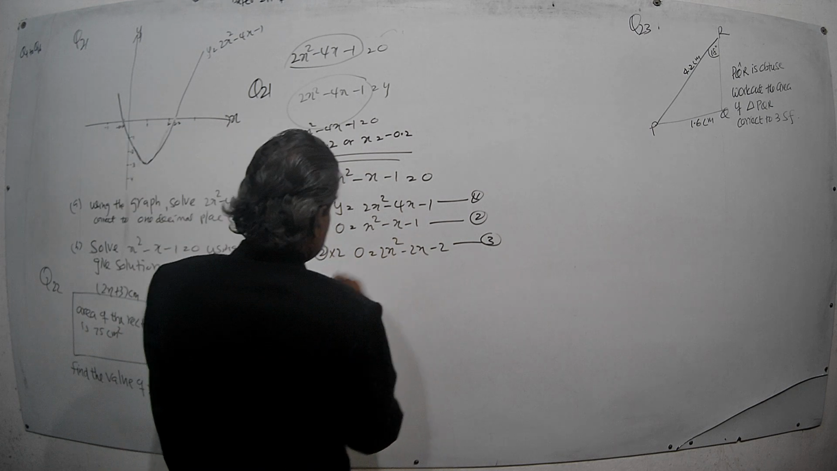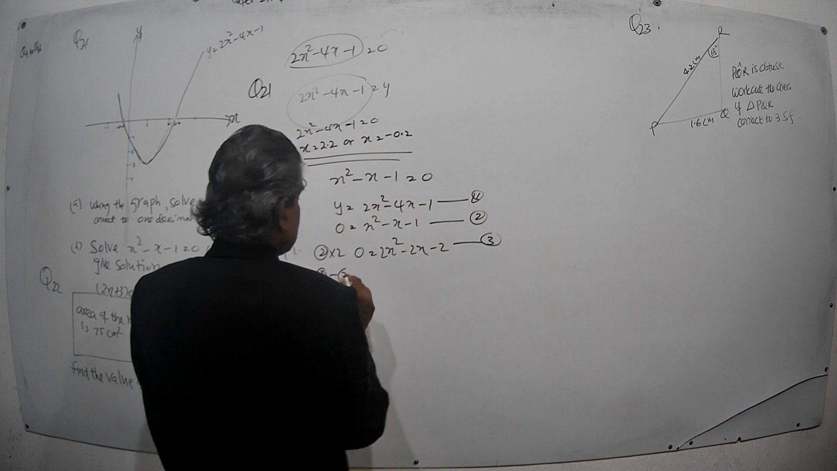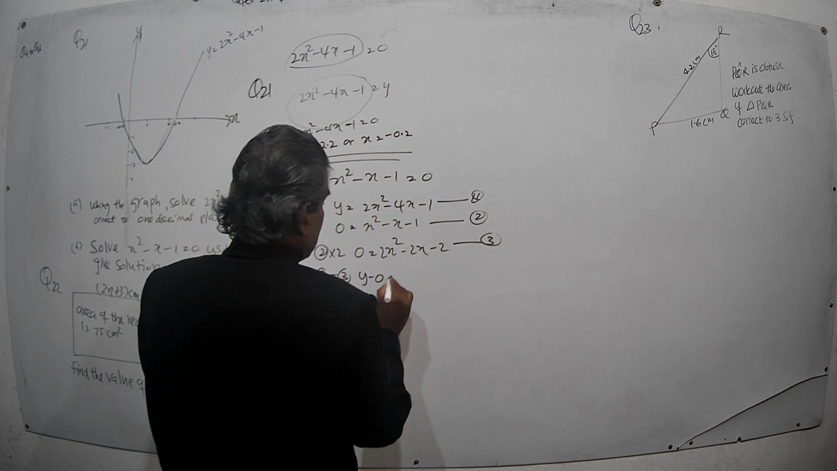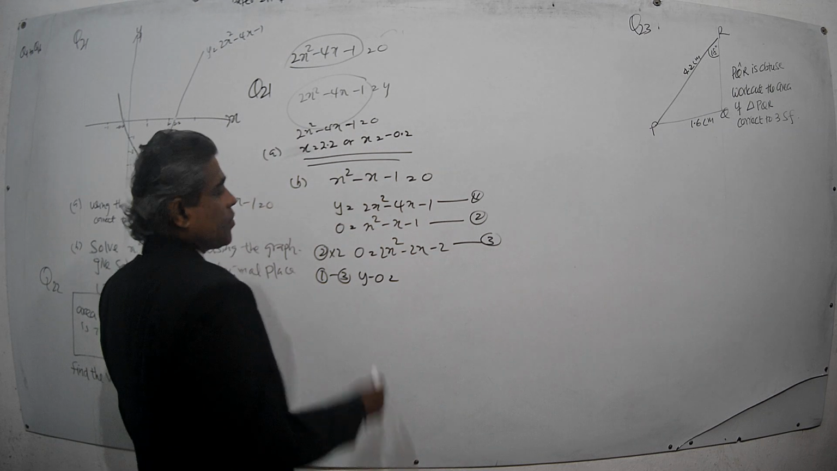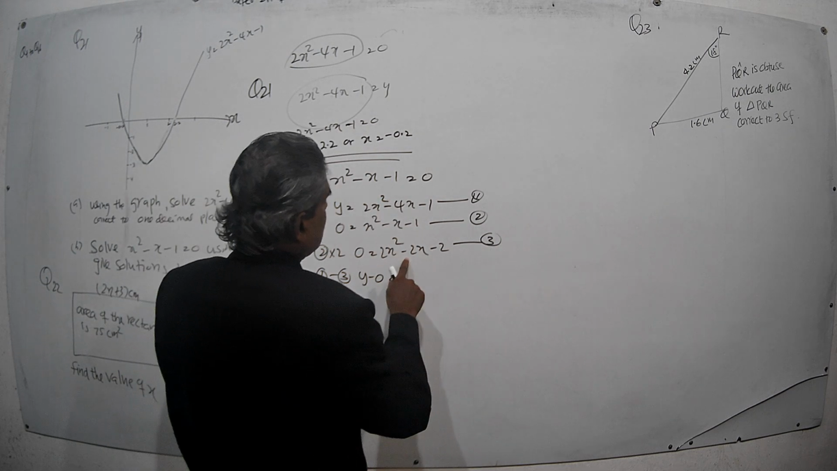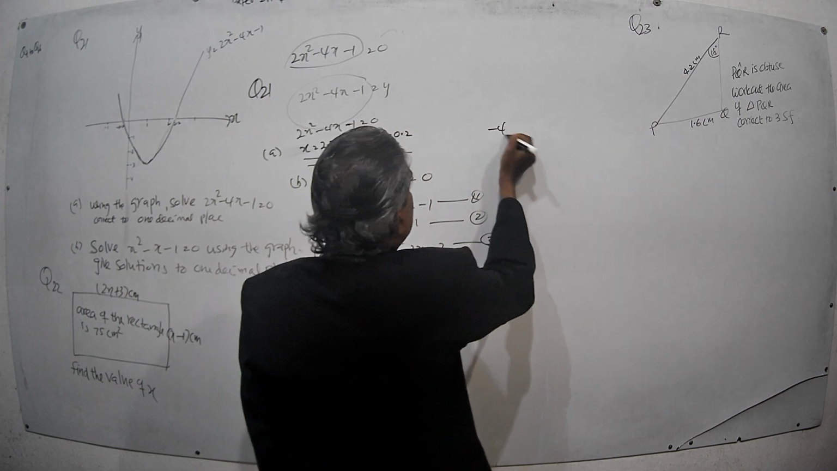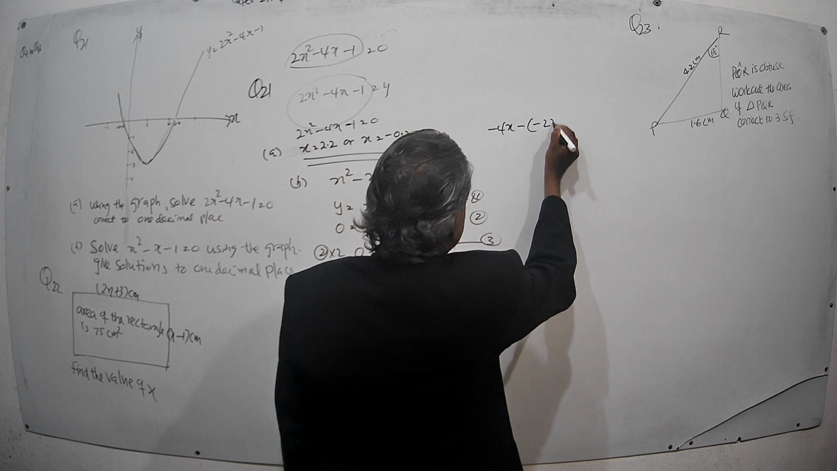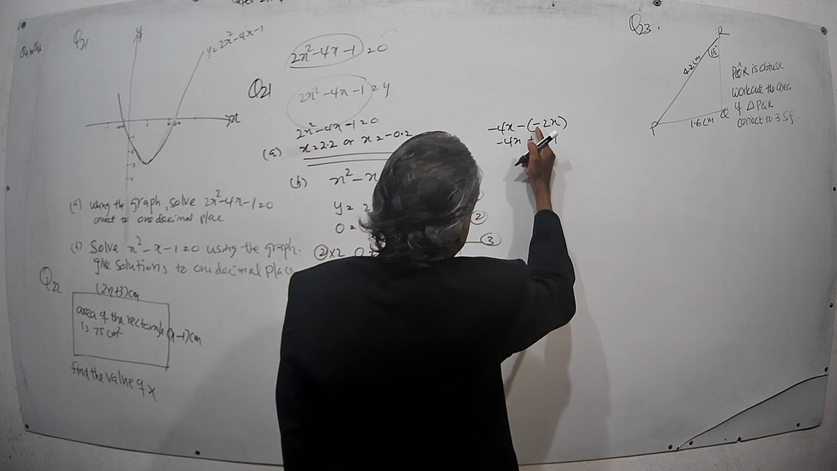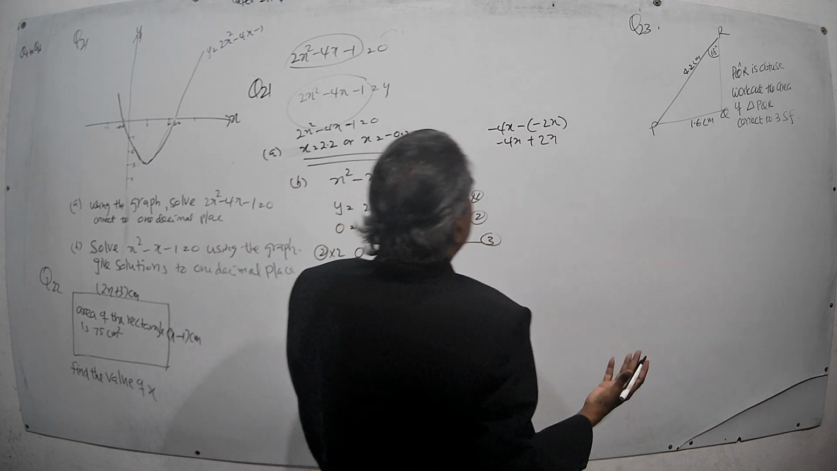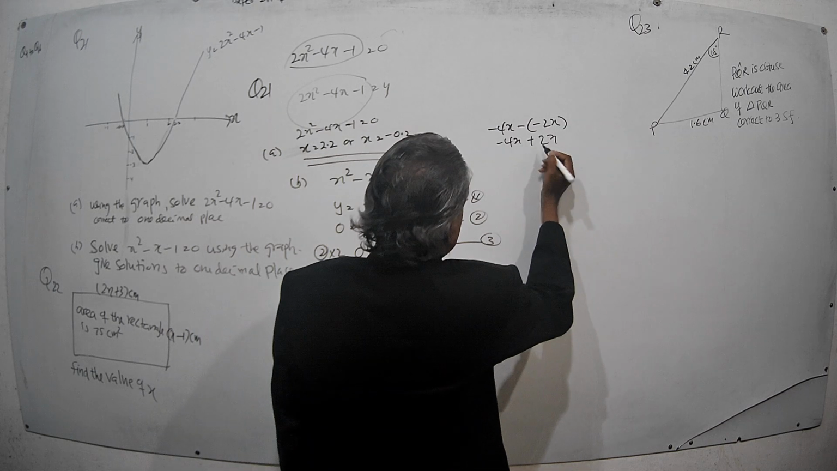Then we write equation 1 minus equation 3. Then on this side, y minus 0. On the other side, this minus this: 2x squared minus 2x squared is 0. Then minus 4x minus minus 2x. When you multiply this minus by this minus, removing brackets, it becomes plus. When you multiply 2 minus signs, the answer becomes plus. Then minus 4x plus 2x is minus 2x.